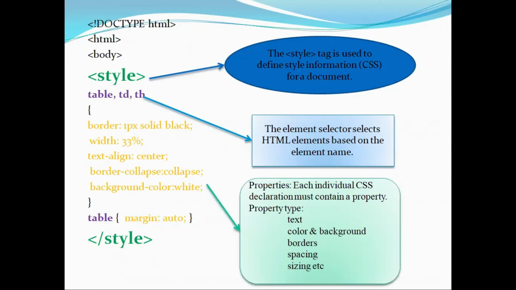Next are the properties. Each individual cascading declaration must contain a certain property. The property can be text, color, background, border, spacing, sizing, etc. Here we are using some: the border of the table should be 1 pixel solid black. The size, that is the width, should be 33%. The alignment of the text should be center. The border of the table should be collapsed, and the background color of the table should be white. Likewise, we can use any properties. You can use your own properties. And one more property is the table margin should be auto. That is, the layout of the table should take the auto position.